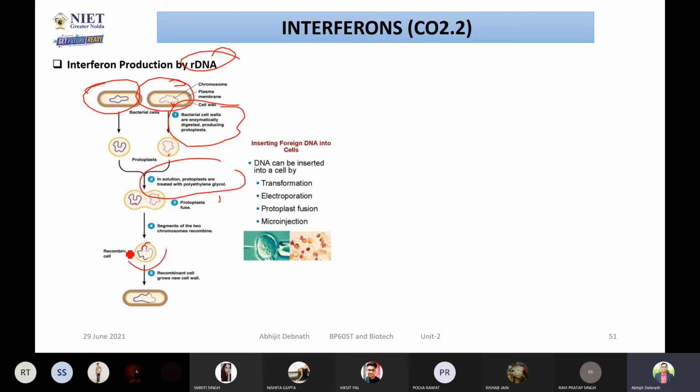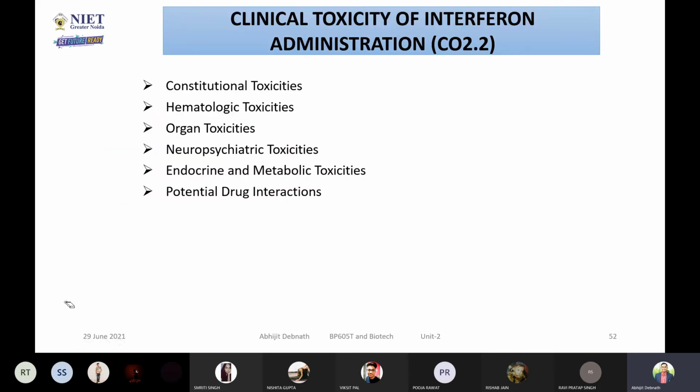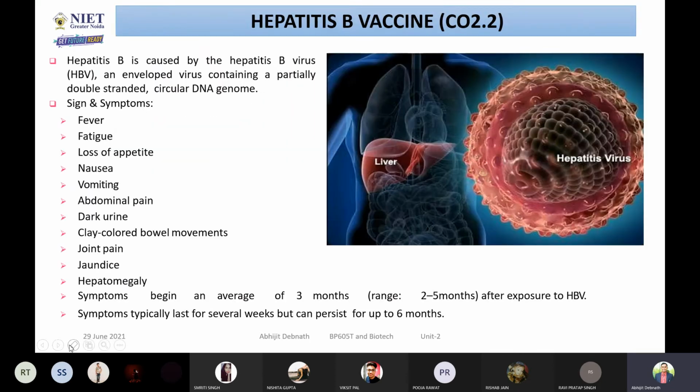You can see it is a recombinant cell. And now it will grow along with the information present here. So how will you insert it? Here, whatever I have shown you, just a second.